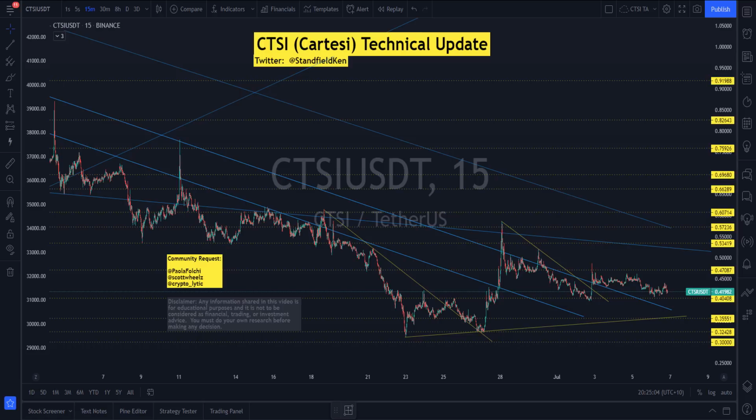Cartisi is currently trading at 41,982. It's very close to support at 40,408. Next level of resistance, 47,087. Notice this structural resistance coming into play around the 53,419 mark and around the 57,236 mark. I think that's really what's pressing Cartisi down at the moment.